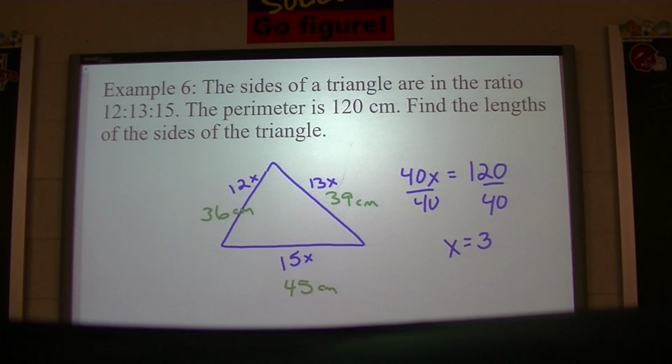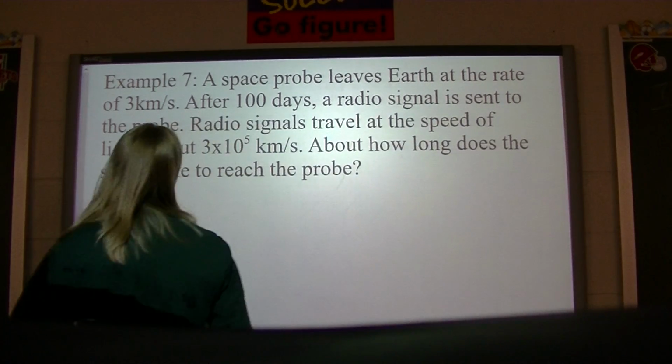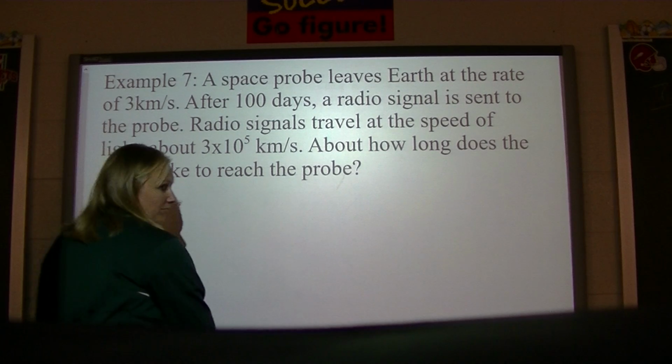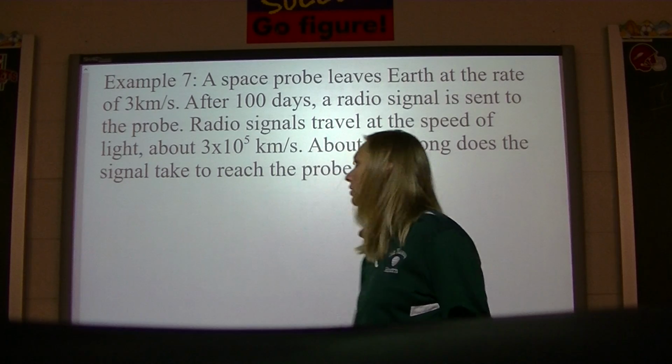This is a fun one. The space probe leaves Earth at the rate of 3 kilometers per second. After 100 days, a radio signal is sent to the probe. Radio signals travel at the speed of light, about 3 times 10 to the 5th kilometers per second. About how long does the signal take to reach the probe? What makes this fun is that the probe travels 3 kilometers per second, but it's been going 100 days. So there are a lot of conversions we have to do to make this work.